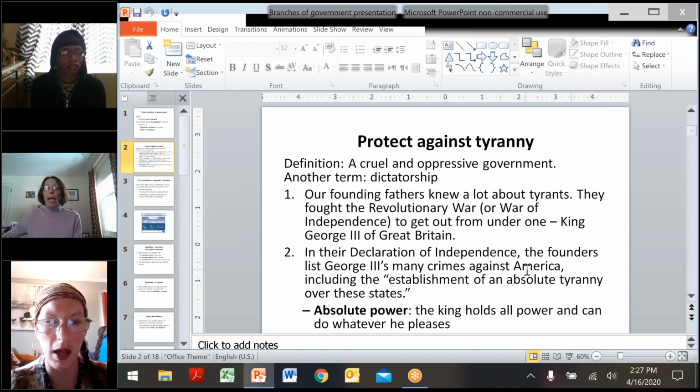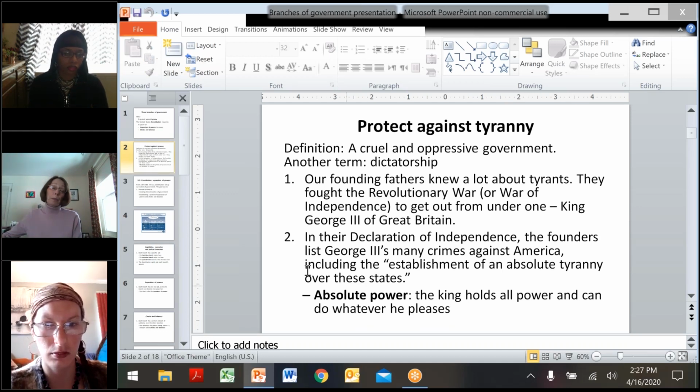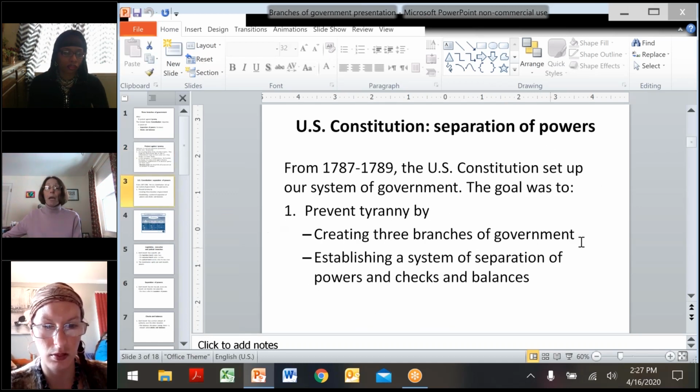So in the Declaration of Independence, they listed his many crimes against America, including establishing an absolute tyranny over the states. Absolute power means the king holds all power and can do whatever he pleases. So there were no checks on his power.